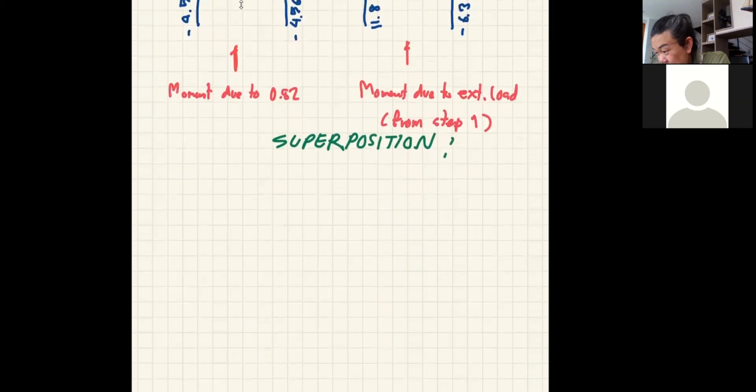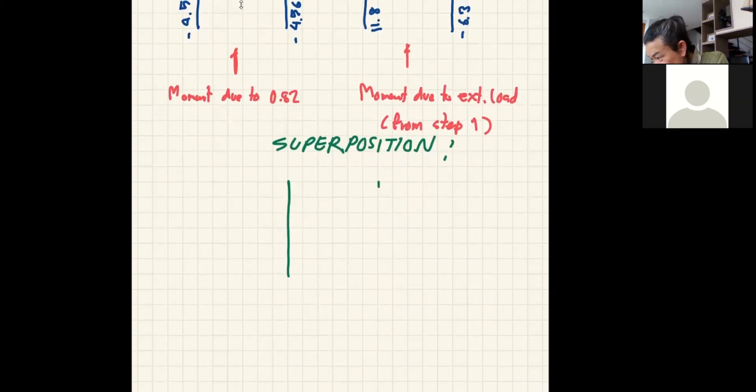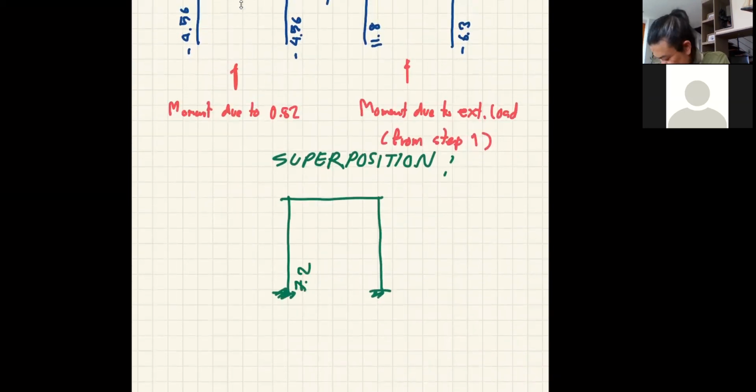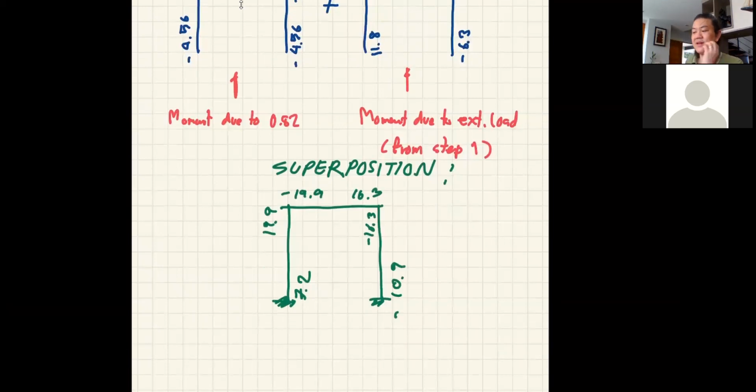Okay, so in the end, we have the answer: 7.2, 19.9, minus 19.9, 16.3, minus 16.3, and then minus 10.9. Okay. One extra step for the sideway problem. Again, it is pretty amazing how Professor Hardy Cross could think about something like this. Okay, any question?